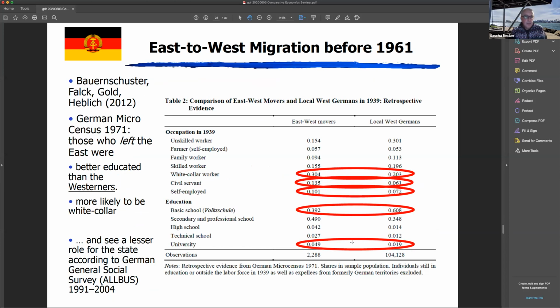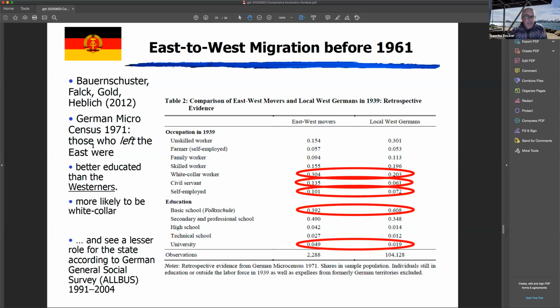So what we do here is we draw on existing work by Bauernschuster, Feyergold, Heblich, already 8 years ago, who used the German microcensus 1971. That is, insofar, a cool data set, as it asked as one of the census questions whether you had been born in the West or whether you had been born in the East. So this is covering people living in West Germany in 1971, but where we know where they come from.